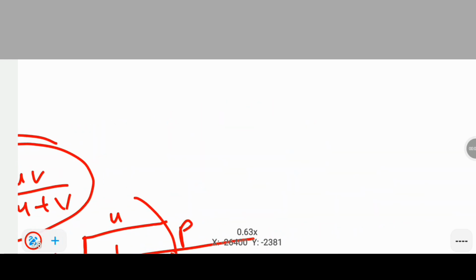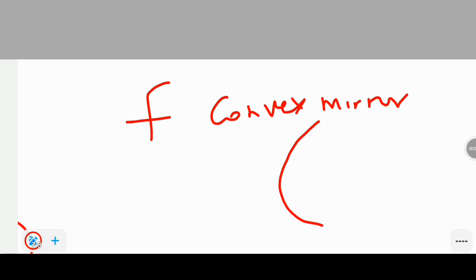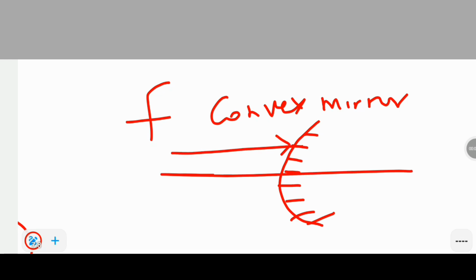For the focal length, F, if you have a convex mirror, which is a mirror that looks like this, the inside of the mirror is totally painted, so the reflective surface is on the outside here. This is where the reflected rays meet. So for a convex mirror like this, the value of the focal length is always negative, so F is negative. So anytime you say convex mirror, that means the focal length will be negative.